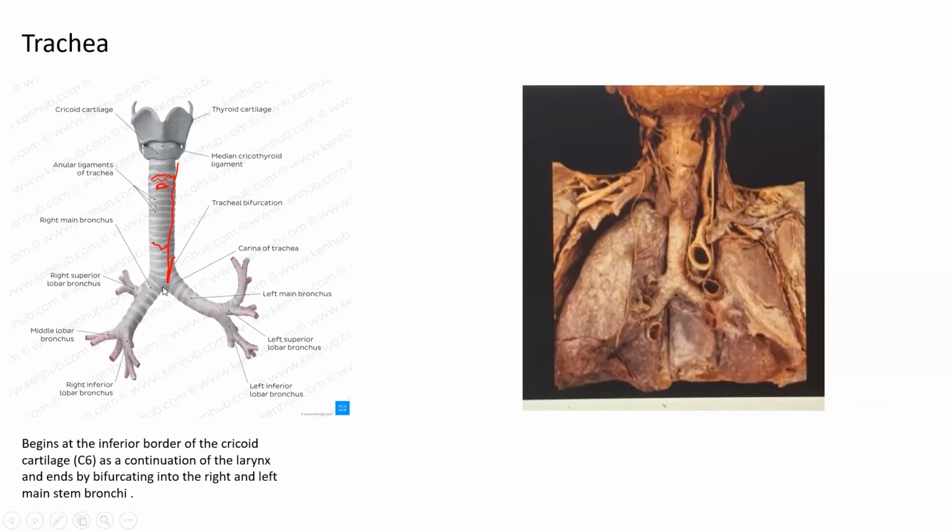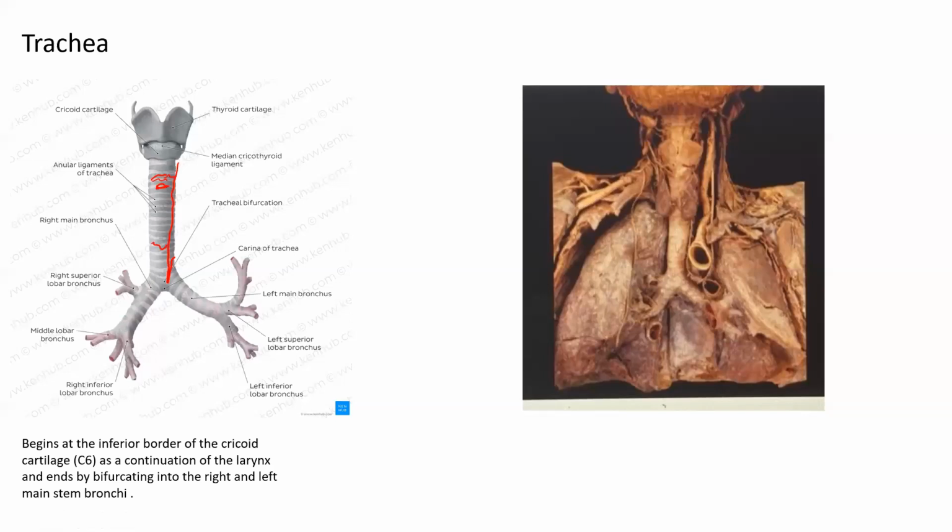And this region is called the carina. The trachea divides further at this region, the carina. At the point of the carina, the trachea divides into the left main bronchus and then the right main bronchus.